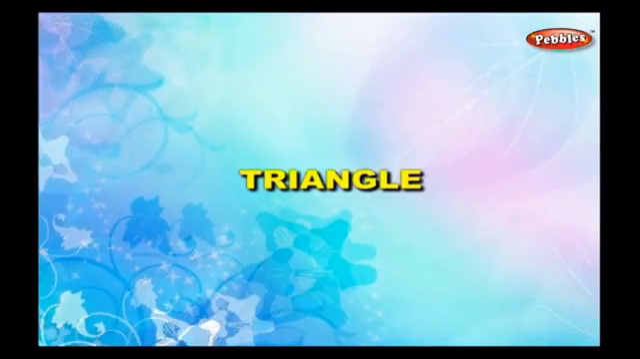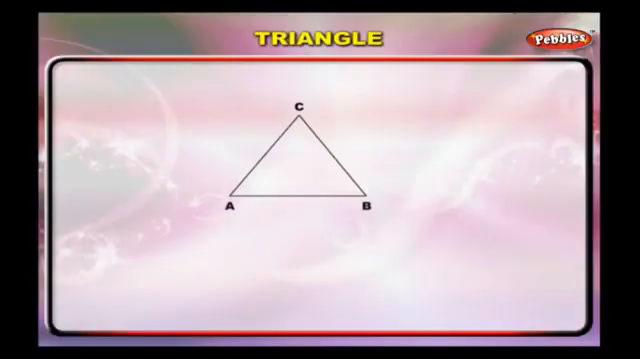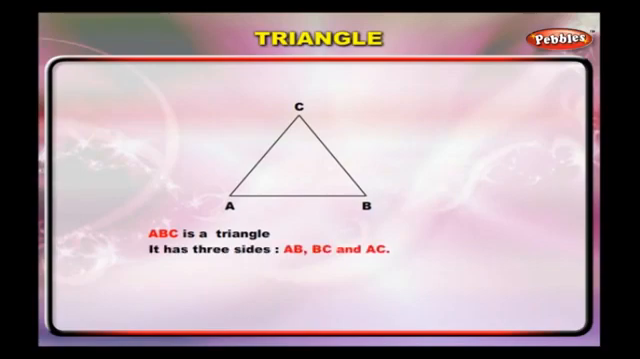Triangle. ABC is a triangle. It has 3 sides: AB, BC, and AC. It has 3 vertices: A, B, and C.